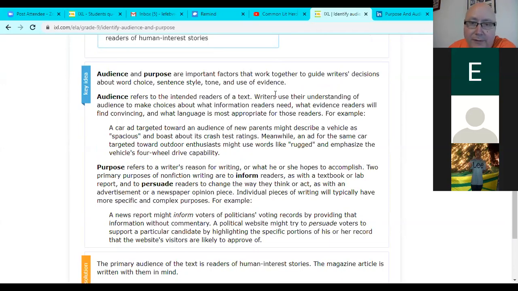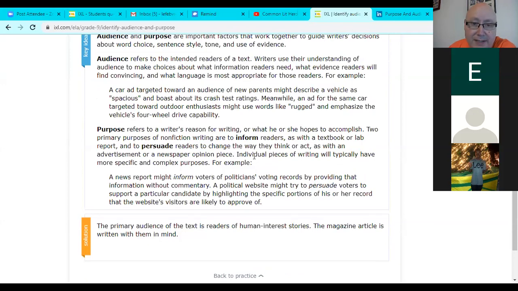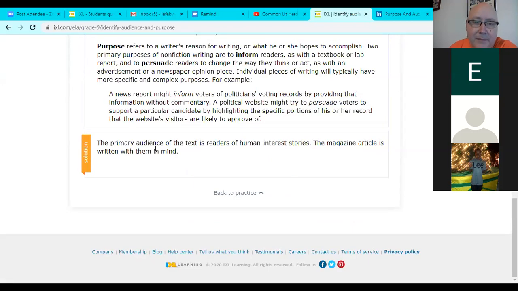Let's see. Audience and purpose are important factors that work together to guide writers' decisions about word choice, sentence style, tone, and use of evidence. Audience refers to the intended readers of a text. Writers use their understanding of audience to make choices about what information readers need, what evidence readers will find convincing, and what language is most appropriate for those readers. Purpose refers to a writer's reason for writing, or what he or she hopes to accomplish. Two primary purposes of nonfiction writing are to inform readers, as with a textbook or lab report, and to persuade readers to change the way they think or act, as with an advertisement or a newspaper opinion piece. Individual pieces of writing will typically have more specific and complex purposes. The primary audience of the text is readers of human interest stories. That is D. The magazine's article is written with them in mind.